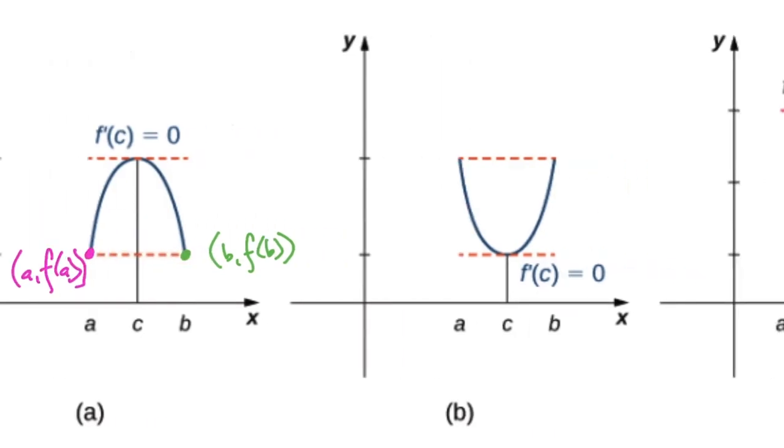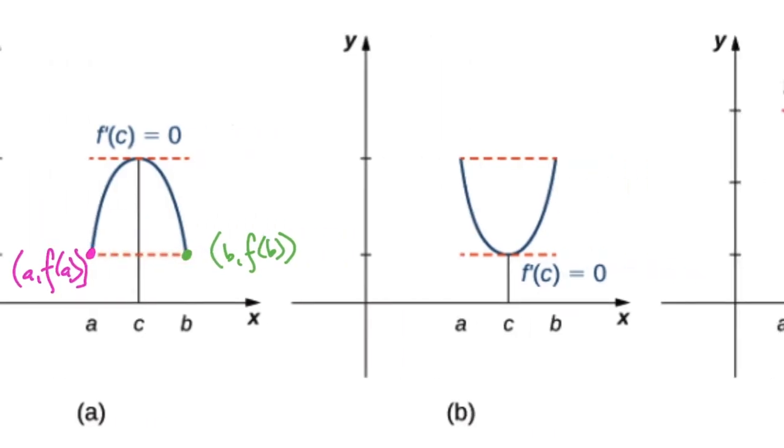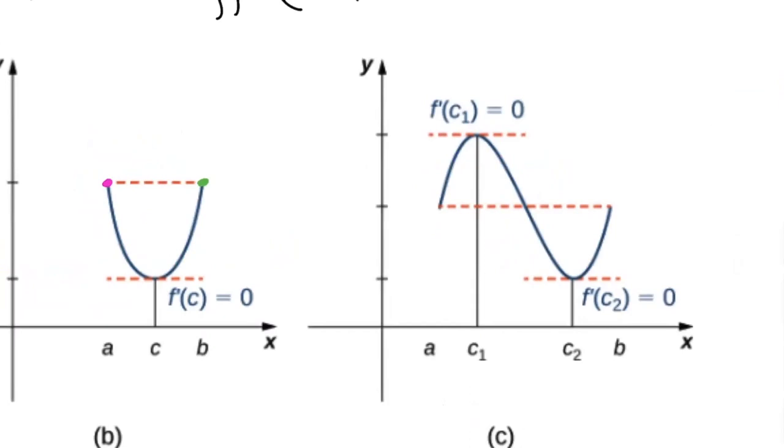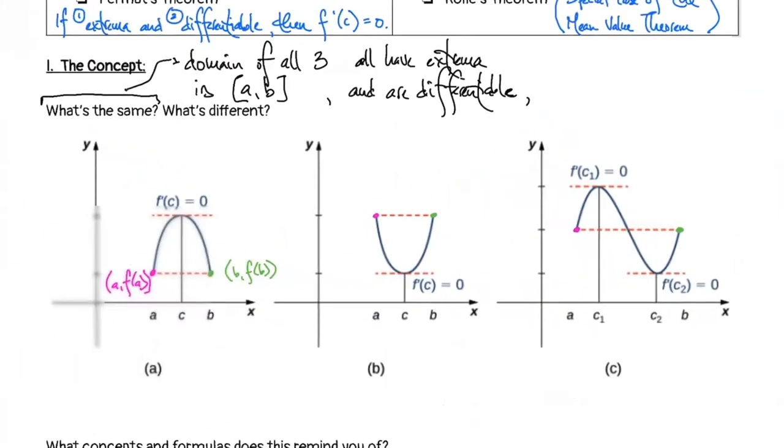Let's check and see, is that the same on graph B? I say this is a pink point and this is the green point. Yeah, we can say again that f of b is the same as f of a. All right, let's check that third graph. a, f of a, b, f of b. In all three graphs, f of a equals f of b.